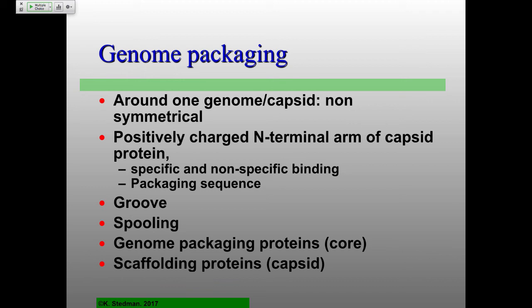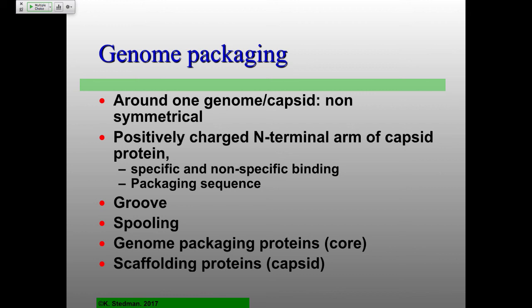A few viruses use a so-called packaging sequence, and we'll talk about this when we talk about HIV-1 many weeks in the future, a specific sequence that some of those capsid proteins literally interact with. That specific sequence is then required for the formation of the capsid around each of your virions. A groove, I didn't talk about this too much, but when we look at the tobacco mosaic virus, it turns out that each of those capsid protein subunits has a little groove in the structure that the nucleic acid literally fits into.